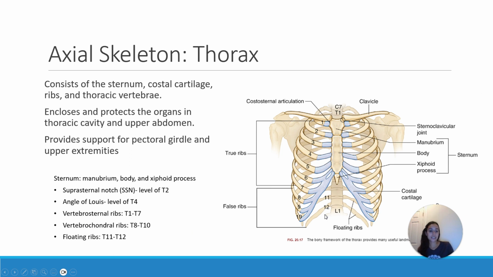And T11 and T12 are your floating ribs. Those are also going to help you situate yourself inside of the patient's body to see what level you're looking at when you're scrolling through CT scans.